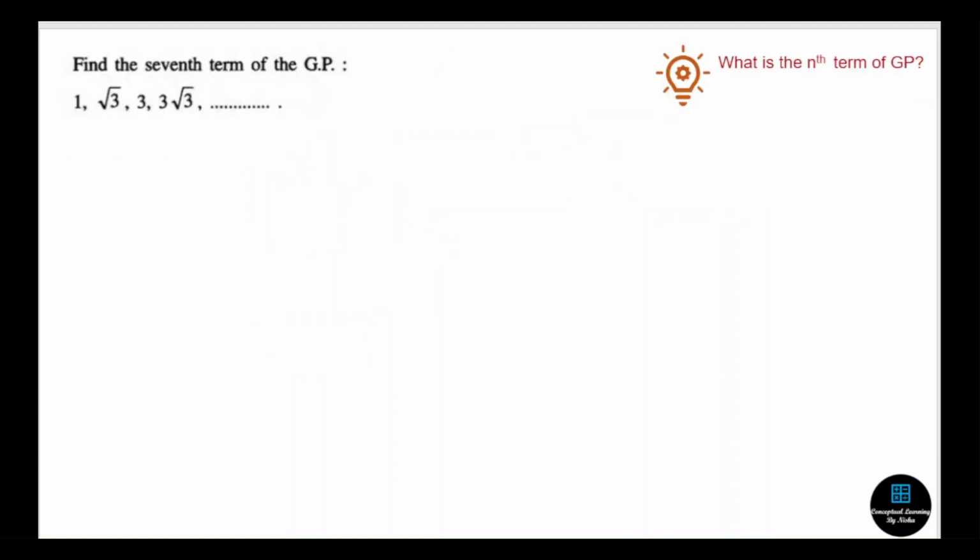Alright. Okay. Now I have to find the seventh term of this GP. Okay. So we just learned that nth term is what? So nth term is given as Tn equals A R raised to n minus 1. Okay. Now we'll find what is A here. So the first term is A. This is 1. And the common ratio, so root 3 over 1. So it is just root 3. Okay. So R is root 3.